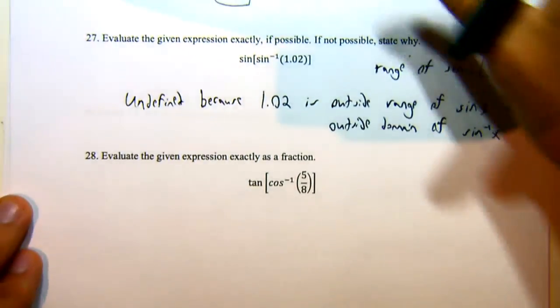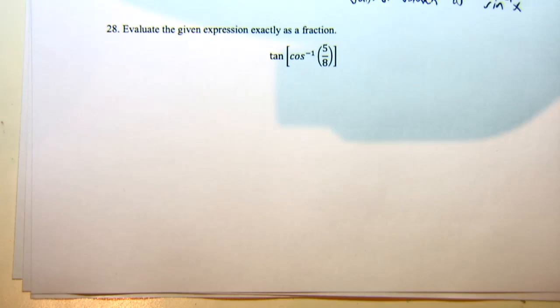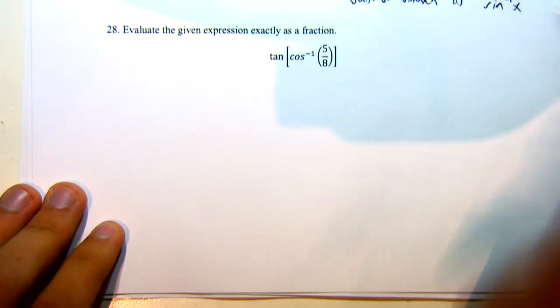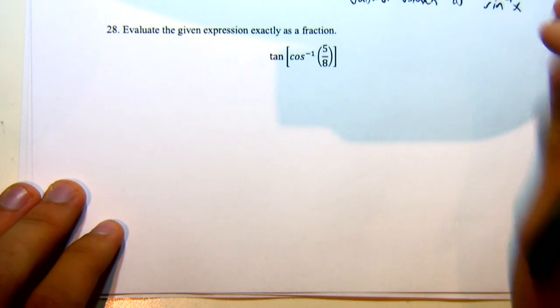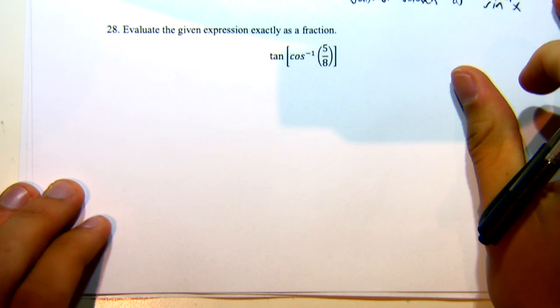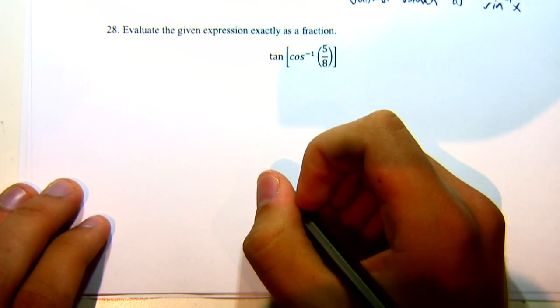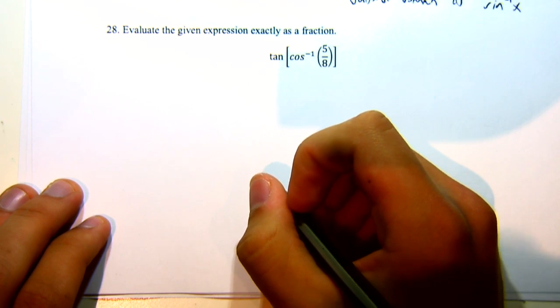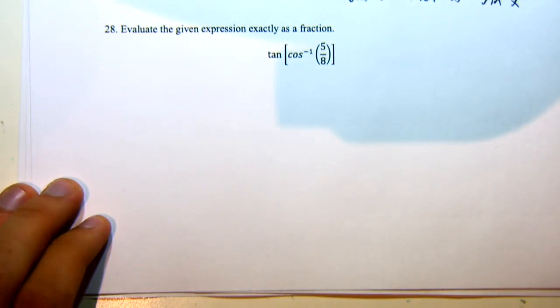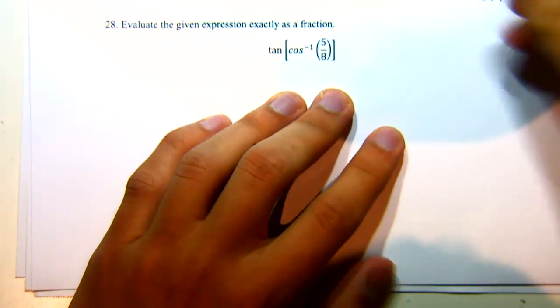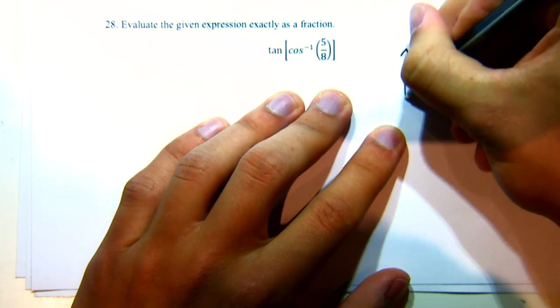Alright, so let's move on to 28. So evaluate the given expression exactly as a fraction. So here we have tangent of inverse cosine of 5 over 8. So here we know that in this case we can draw a triangle here, right? So cosine 5 over 8, cosine is positive.